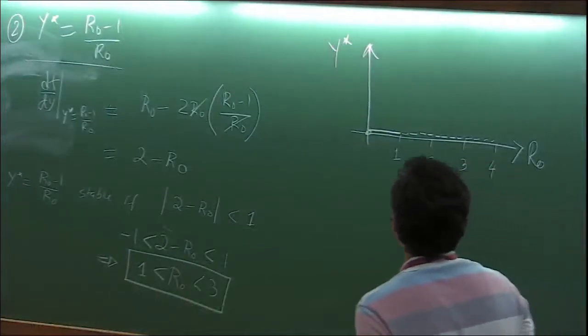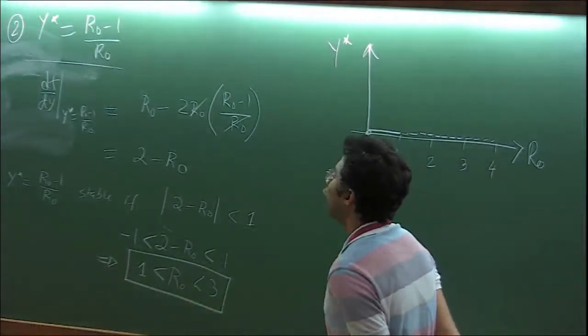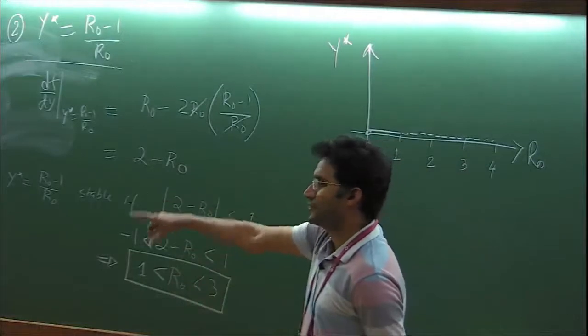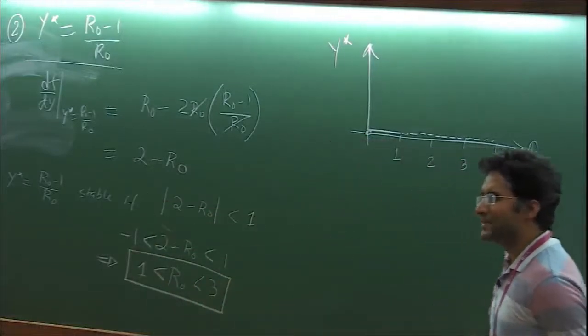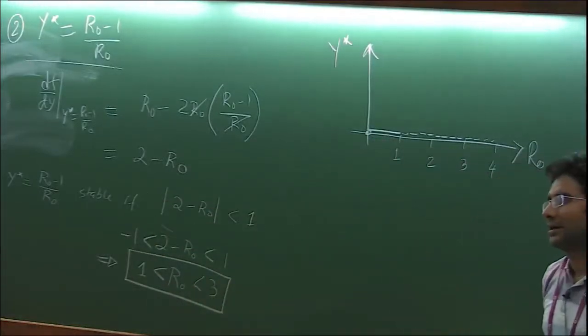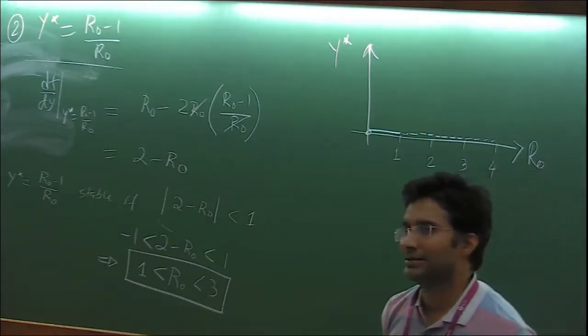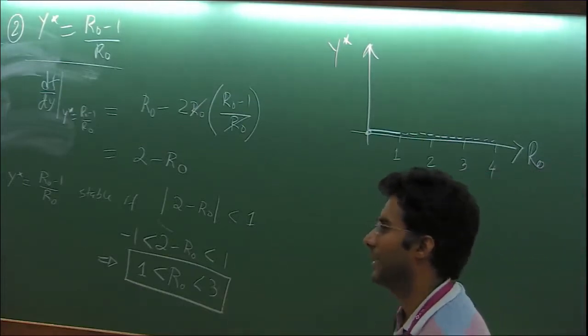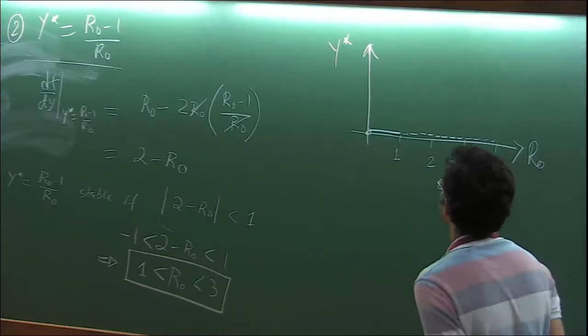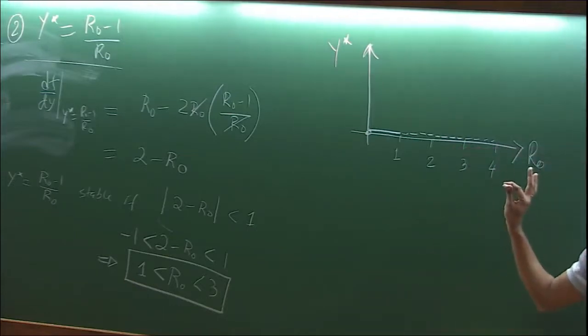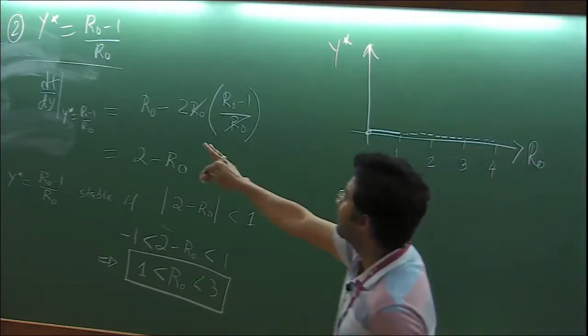What is not happening at 1? We don't know what it is at 1. I mean, this doesn't tell us. There are ways, but let's not worry about that right now. So far, everyone is okay with this? Okay. So now, the other equilibrium.